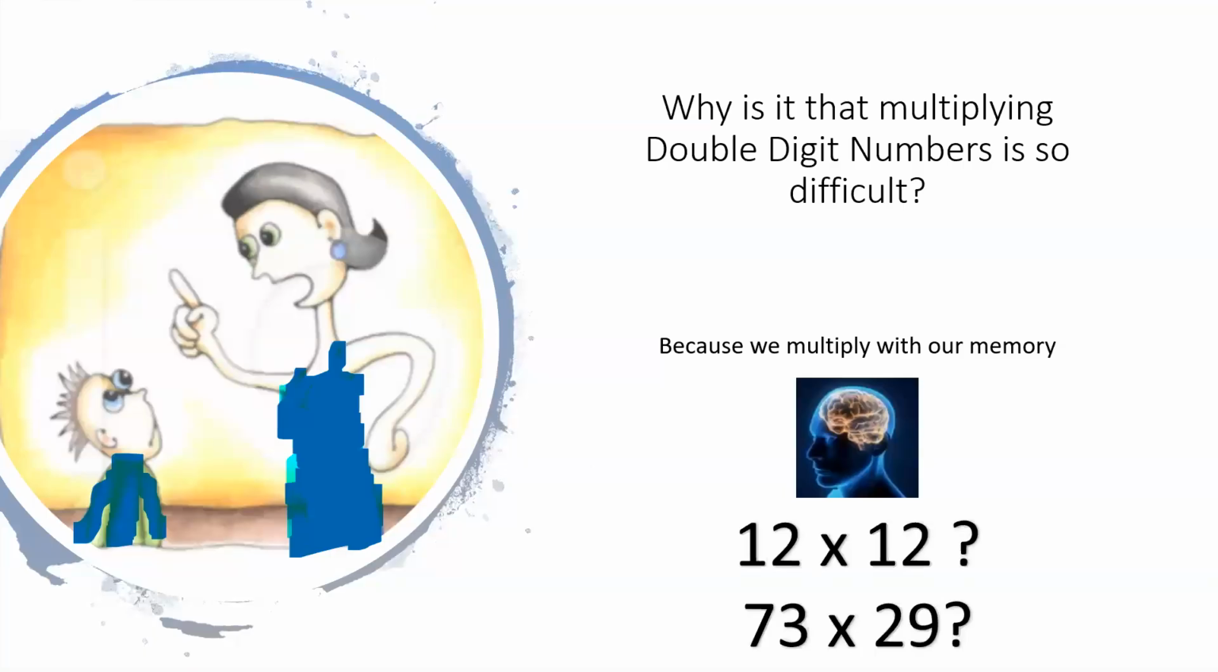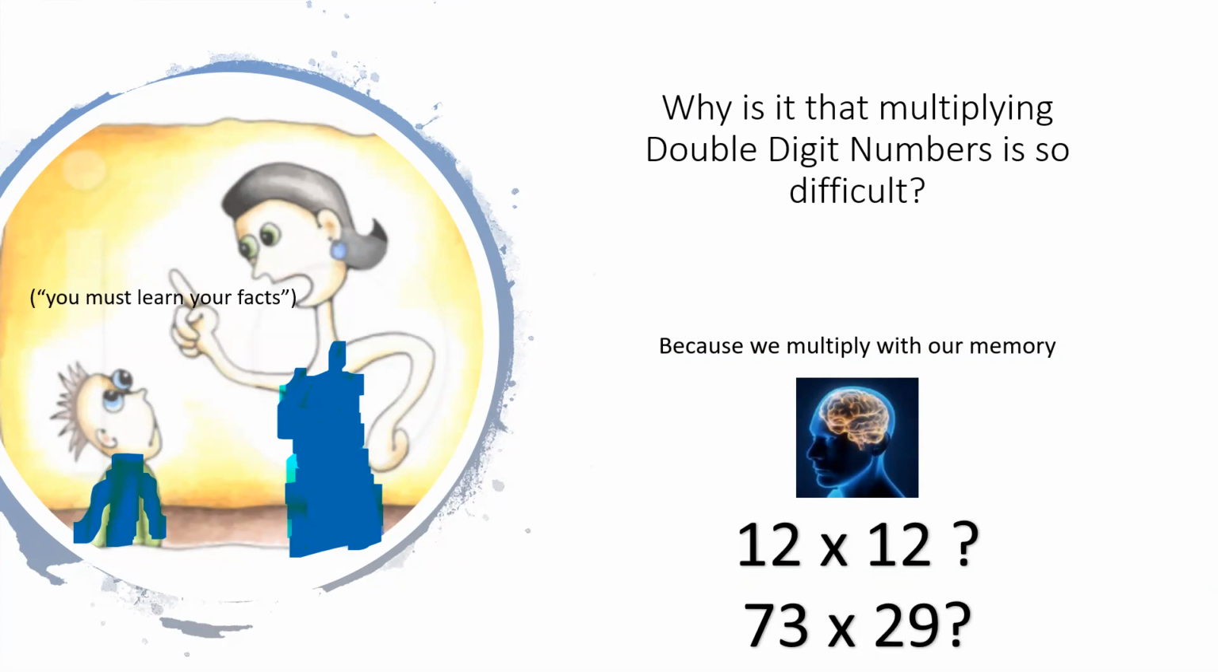All right, so now we have the real question. Why is multiplying double-digit numbers so difficult? Why do we find it so difficult? And the reason is because we multiply with our memory. That's why your mom always said, you have to learn your facts, your multiplication. Or maybe it was your teacher, because when you memorize your facts, it helps you with multiplication.